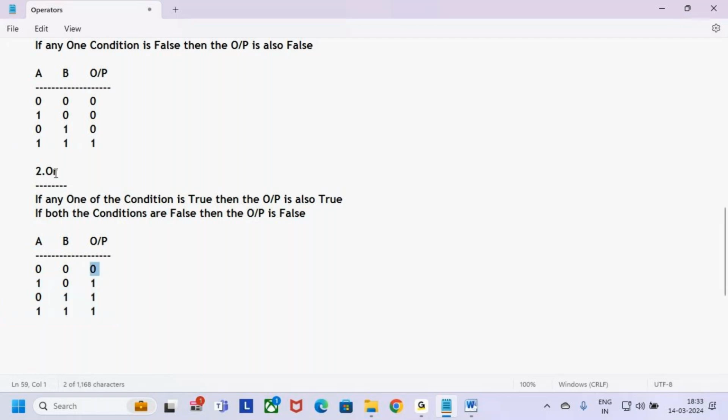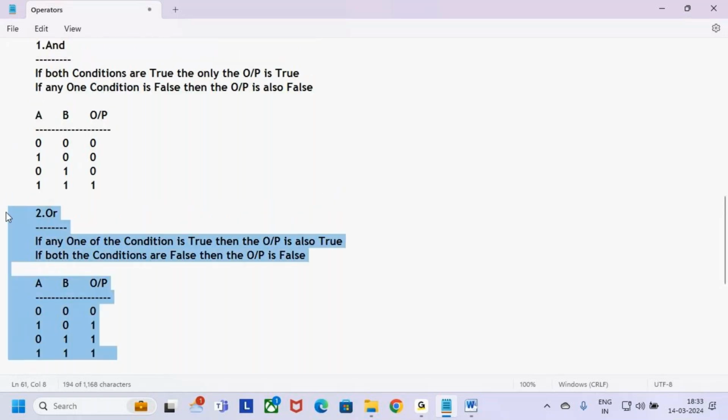When do we get the output as false in the OR operator? Whatever conditions you are defining, if both the conditions are false, then the output is also false. So this is the functionality of the OR logical operator.